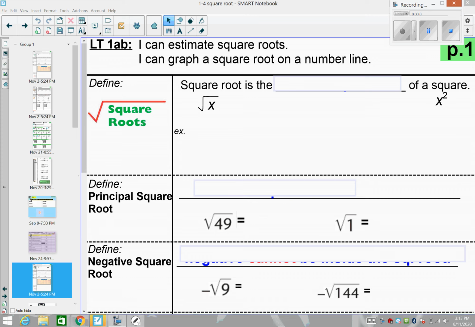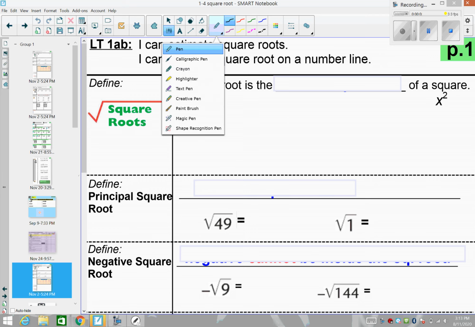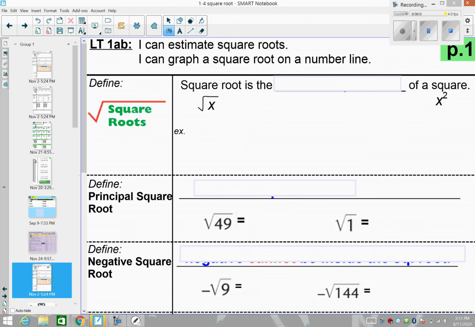Hey, math friends. So our learning target today is that I can estimate square roots and I can graph a square root on a number line. So let's talk about the idea of square roots. What is a square root?